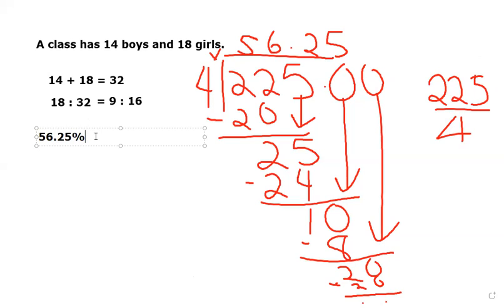That's my percentage. Converted to a percentage, we end up with 56.25%. And that's the percentage of girls in the class. If we look at it, we have 18 girls in a class of 32 people. 18 is a little more than half of 32, as 56 is a little more than half of 100%. So it took us a little while to get there, but we got it.